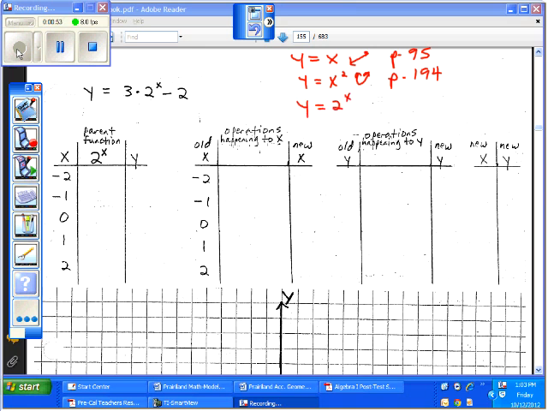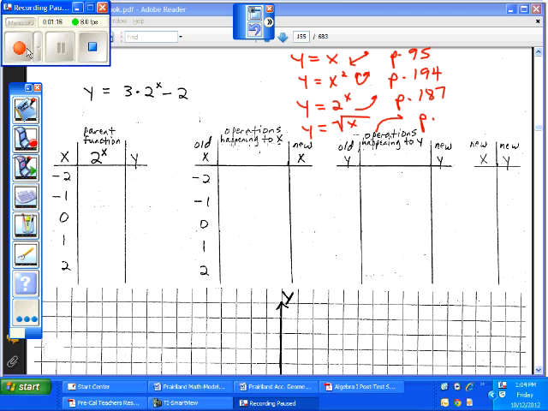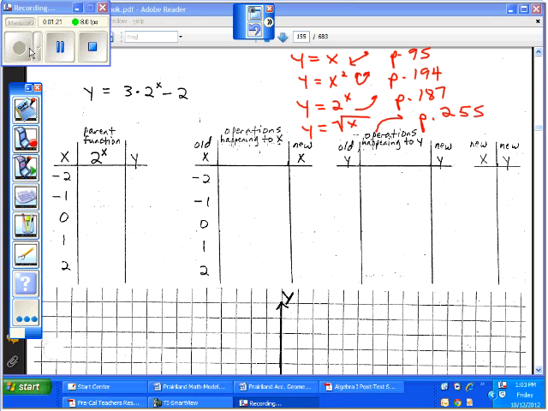Y equals 2 raised to the x is the parent function of an exponential growth graph, and you'll find that on page 187. Y equals the square root of x is a square root graph, and it looks like that. And you'll find it on page 255. And then y equals the absolute value of x is the parent function of an absolute value graph, which looks like a V, and you'll find it on page 265.